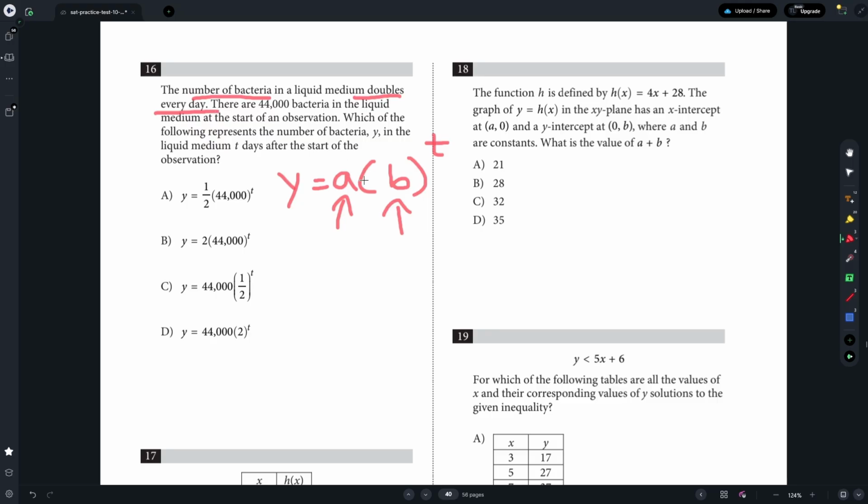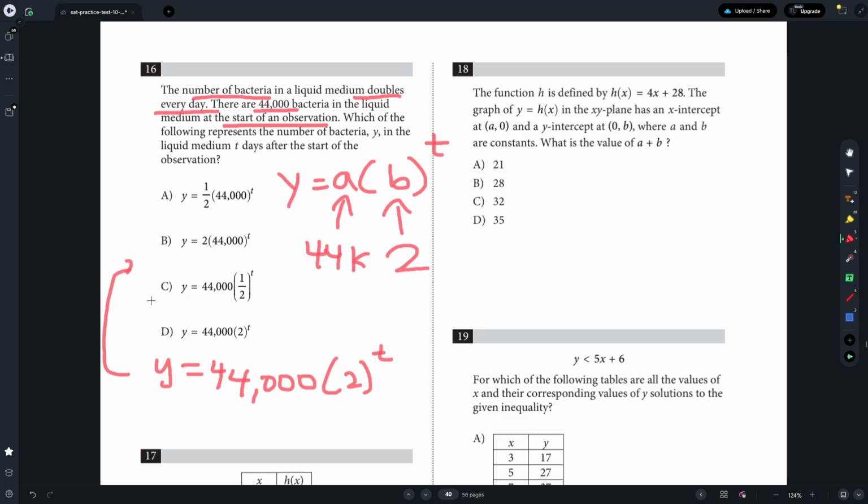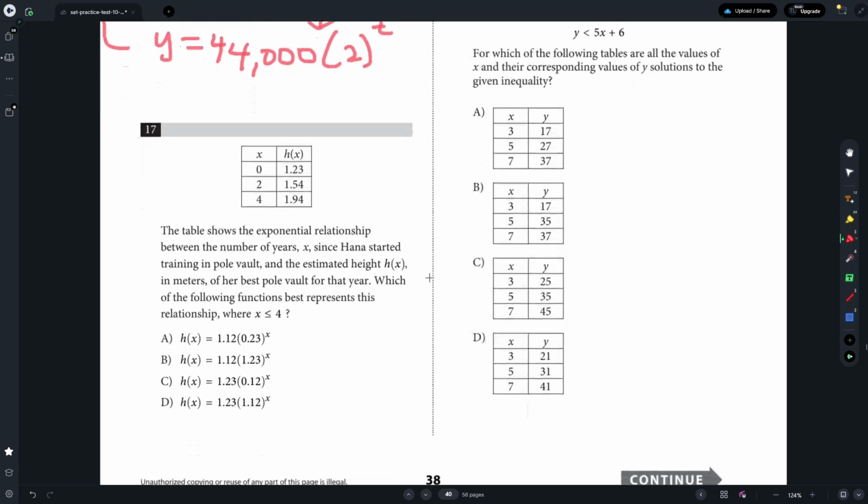So what number would classify as doubling? 2, right? So B is equal to 2. And there are 44,000 bacteria in the liquid at the start of an observation. So we know that A is 44,000, right? So we can rewrite this equation. Y equals 44,000 times 2T. Now, if we look at the choices, we can see that choice D matches with our equation. So that is the correct answer.